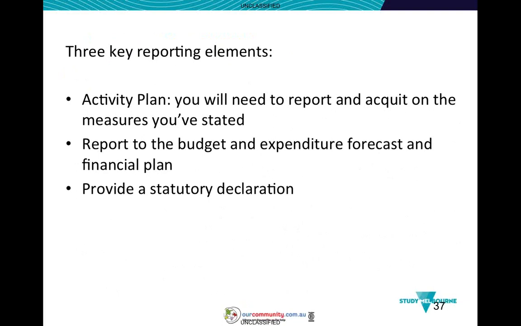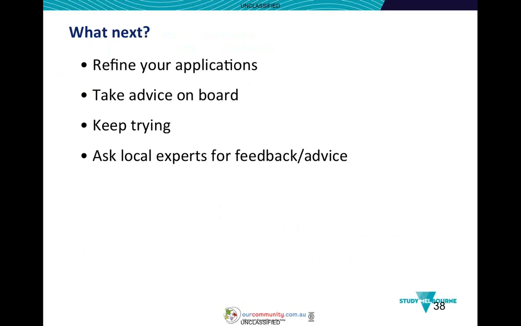So what's next? If you don't receive the funding, refine the applications, ask people for feedback, ask somebody independently to have a look at your application and give you some feedback. Of course, keep trying. For some, it may be that you need to actually increase your writing skills. That may be one, but please don't give up if you're not successful. And ask for feedback or advice.